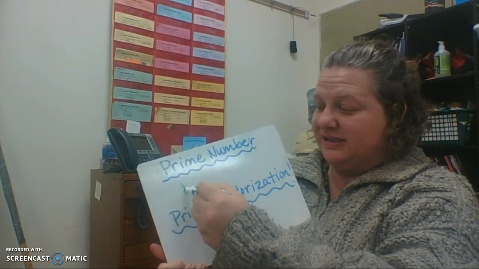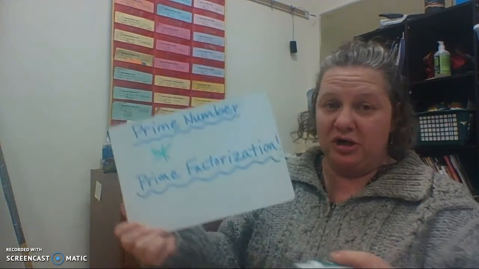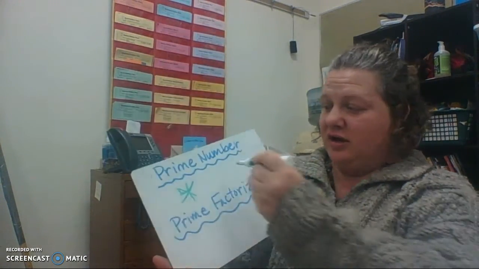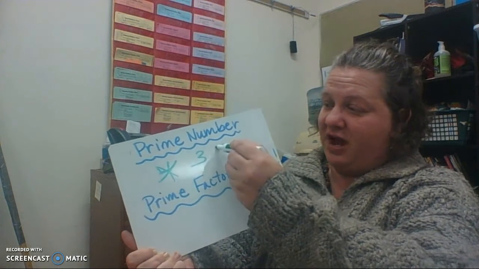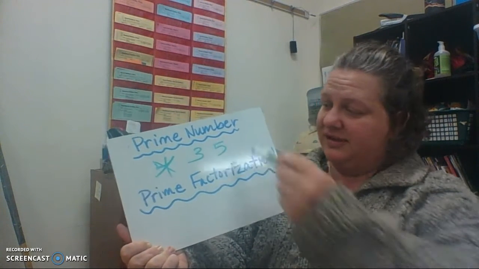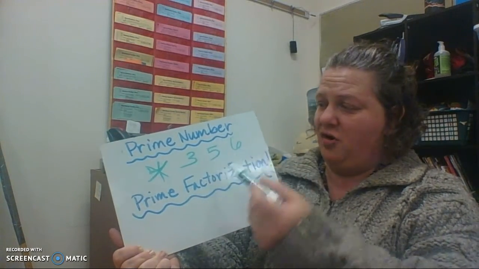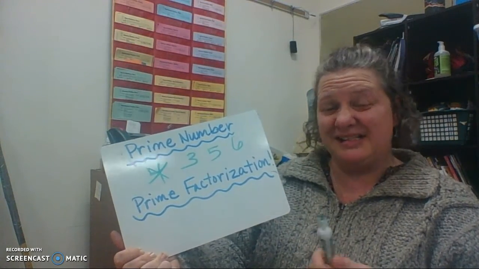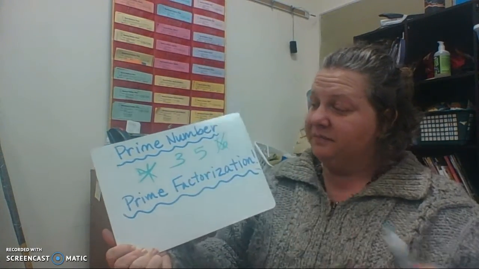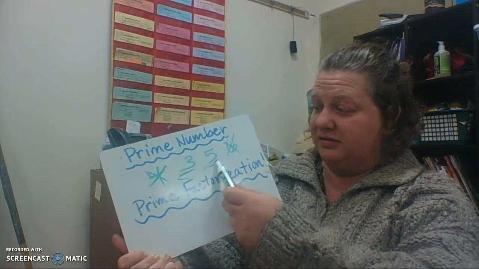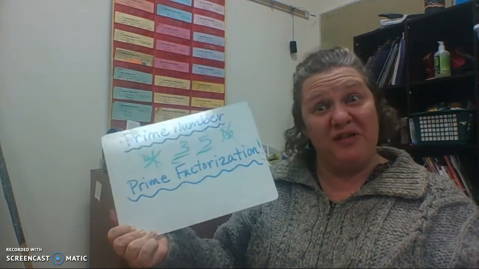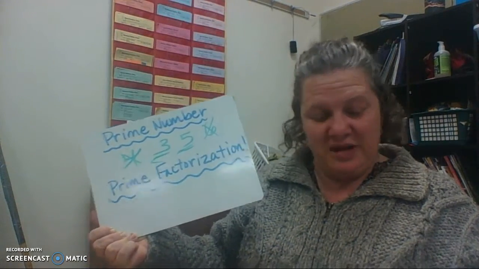So for instance, 4 is not prime because 2 and 2 is 4. However, 3, only 1 and 3 can go into itself. 5, only 1 and 5 can go into itself. 6, nope, because 2 times 3 is 6, so that is not, okay? So prime numbers are those that only 1 and itself can go into. So make sure you remember that, otherwise prime factorization is going to be very difficult.